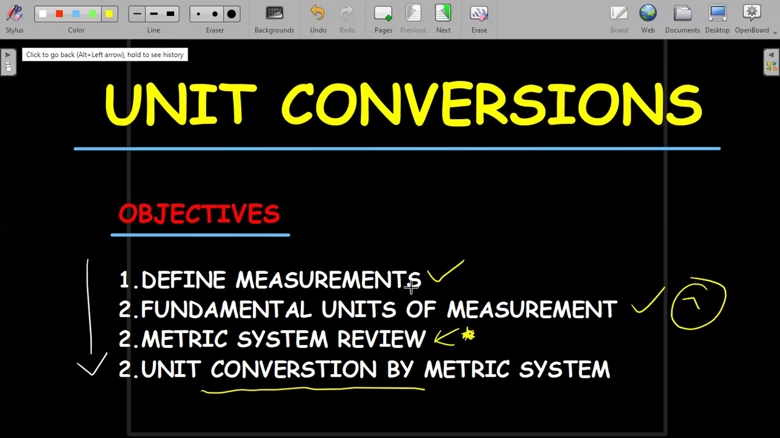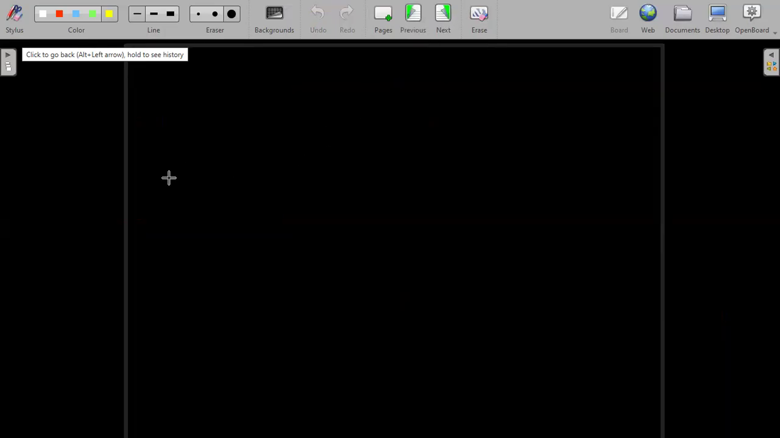And then the other part of using unit conversions is what we call converting by dimensional analysis. Okay, so we're going to do that part later on. But today, I want us to focus on the conversions using the what? The metric system. All right, so let's start by defining what a measurement is. So I'll go to the next page here.